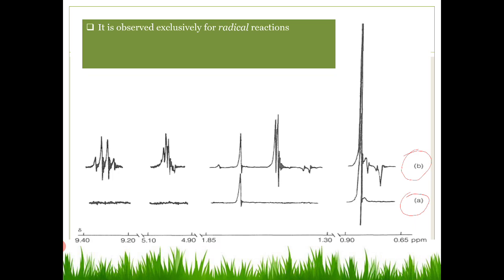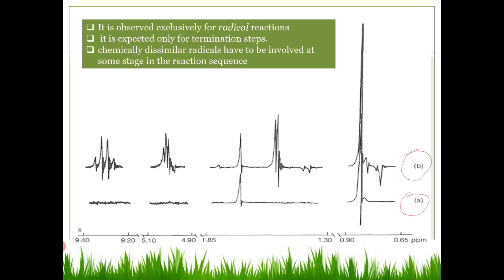So we can conclude 2-3 points. One is, it is observed exclusively for radical reactions. It is expected only for termination steps, and chemically dissimilar radicals have to be involved at some stage in the reaction sequence. Otherwise, you won't be getting two different peaks. So these are the conditions to observe CIDNP spectra.